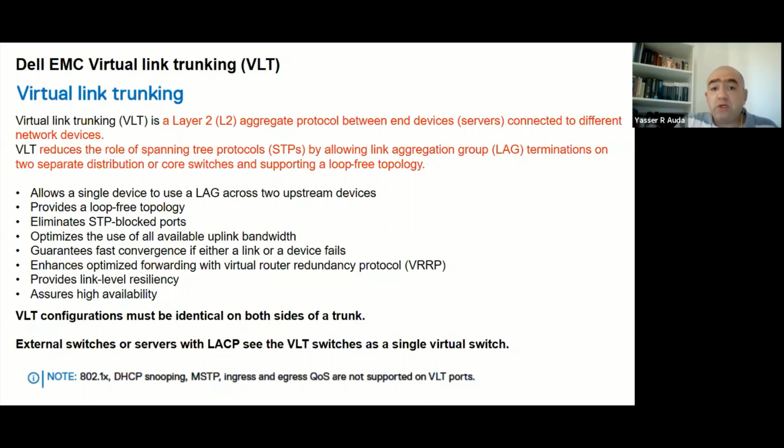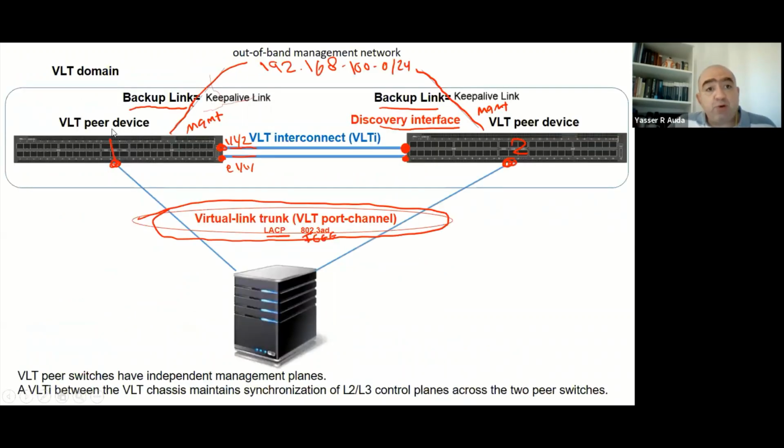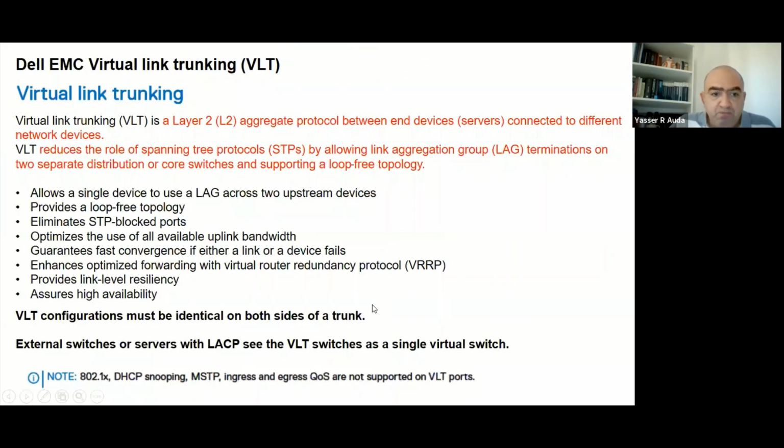The configuration for VLT on both sides should be the same. In other words, the configuration that I'm going to put on the VLT peer device here and the peer device there, one and two, should be identical. I cannot add one extra command here and not have it on the other side.